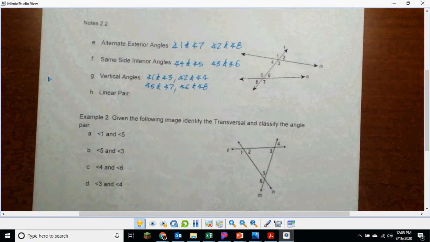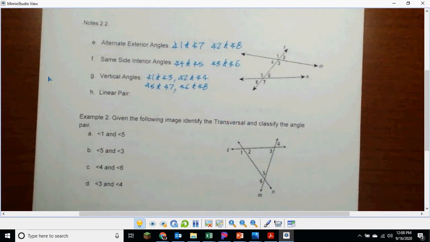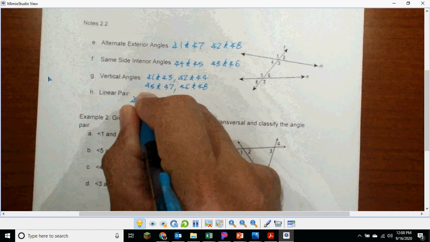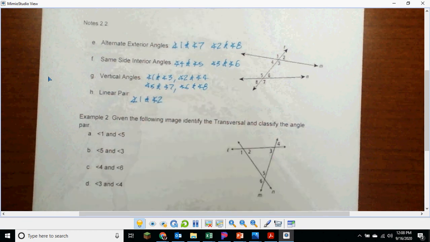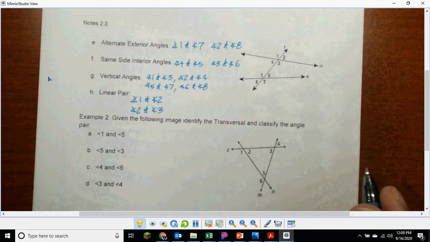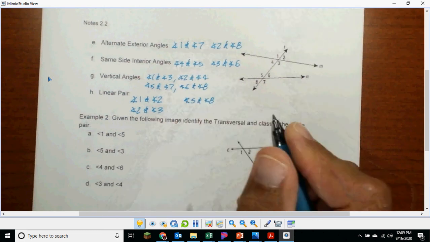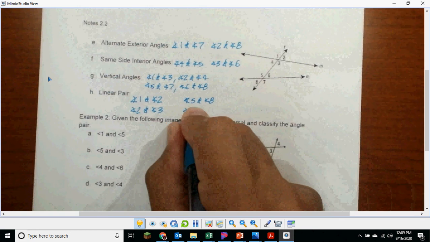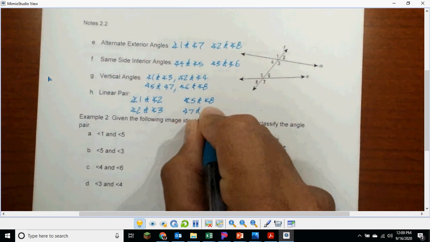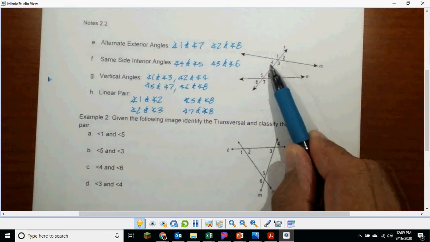All right, linear pair. Recall from last time, a linear pair are 2 consecutive angles. Consecutive means right next to, that make up a line. There are 8 possible linear pairs out here, so I'm just going to list a couple of them. One of them we could have are angle 1 and angle 2 are a linear pair. In addition, I could say angle 2 and angle 3 are a linear pair. Down at the bottom, angle 5 and angle 8 are a linear pair, and angle 7 and angle 8 are a linear pair. Okay, so there are more: 1 and 2, 2 and 3, 3 and 4, 4 and 1.